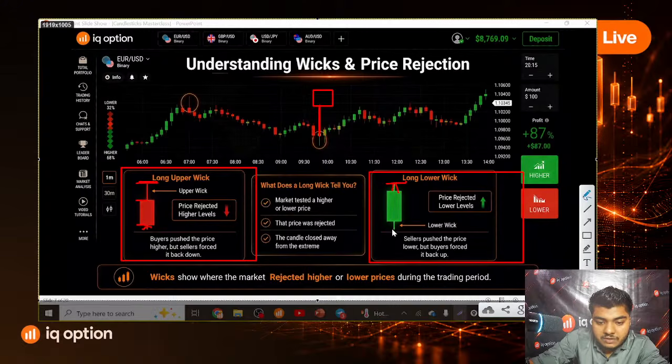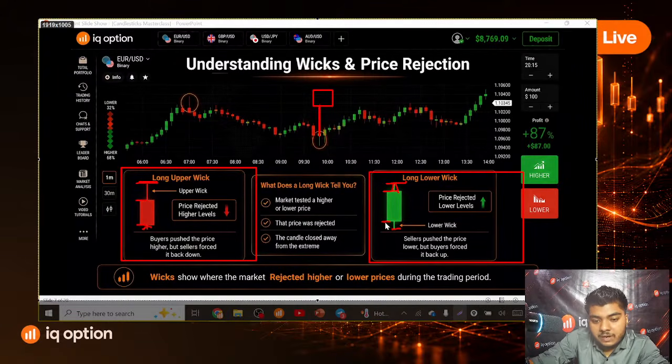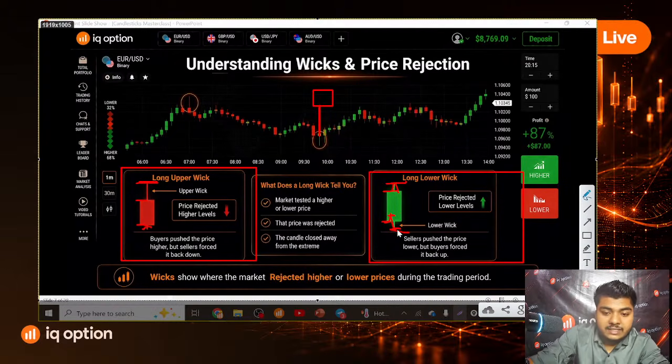From here to here, sellers push the price in the downward direction. And vice versa for the upper wick here: the price started here, closed here. The first time buyers started to push the price a little up, and then sellers push the price a little down from here to here. You can take it as an example.